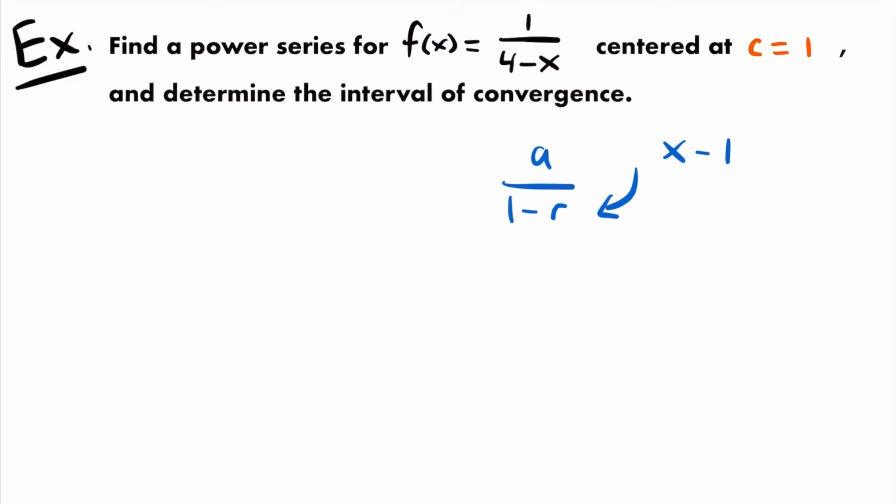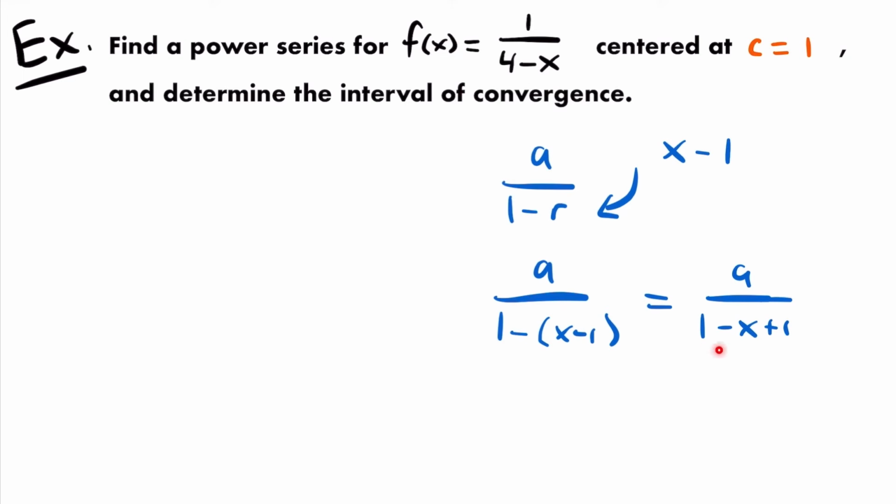All right, and so how are we going to do that for this function? Well, the process is going to look a little bit different than it did when we wanted our power series to be centered at c equals 0, because now we need to manipulate our function in a way such that we have x minus 1. Or another way to look at it is we would want a divided by 1 minus x minus 1, and so if you distributed that negative through this quantity, this would be equal to a divided by 1 minus x plus 1.